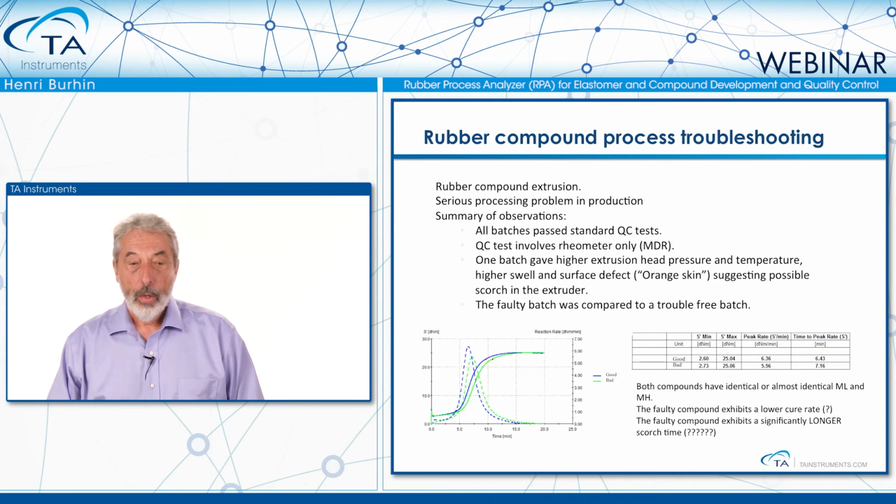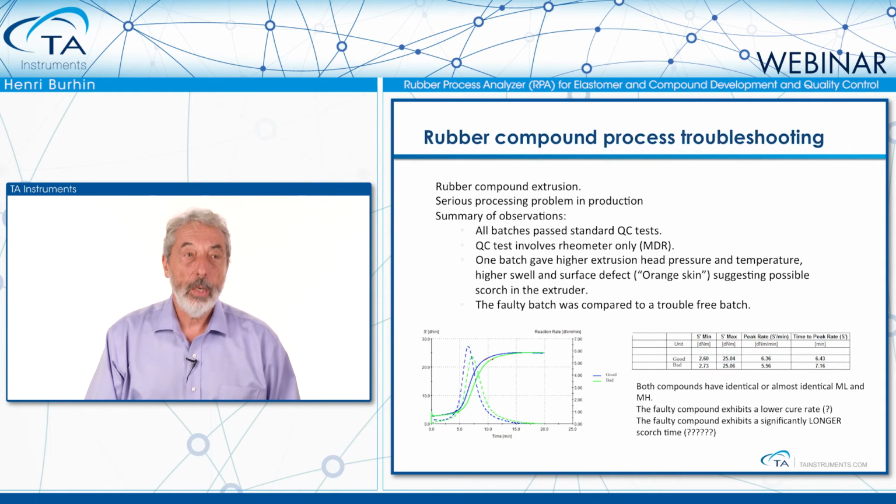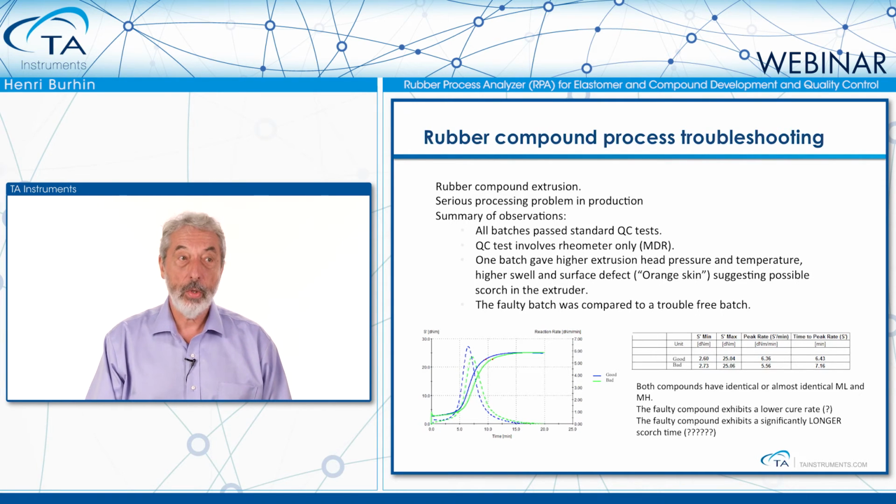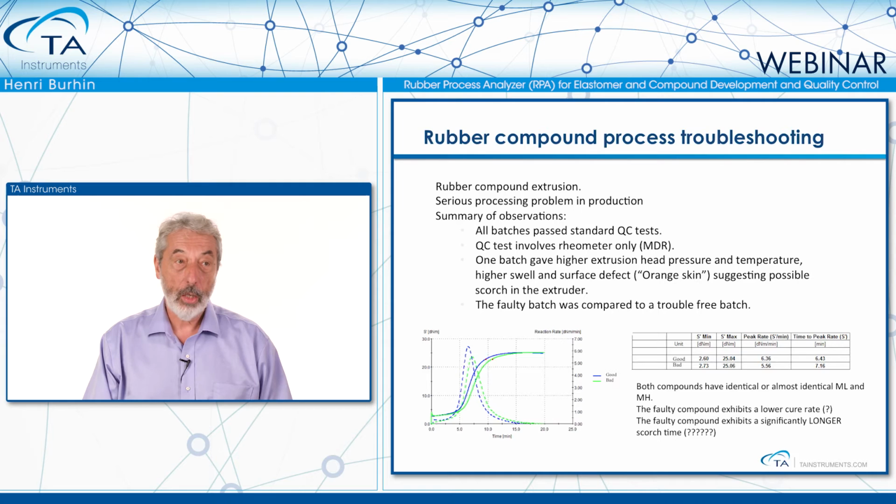Now, we're going to talk about rubber compound and we're going to talk about troubleshooting. Rubber compound extrusion, a serious processing problem in production, and the summary of observation is all batches pass standard QC tests. QC tests means Mooney and MDR, rheometer.